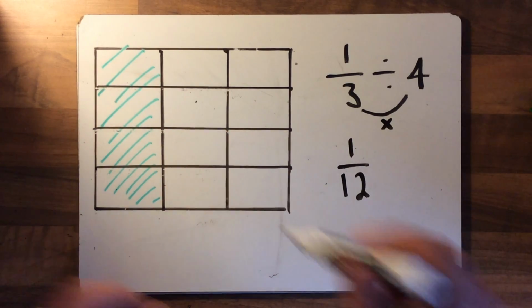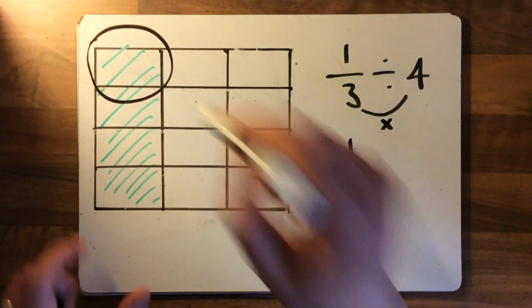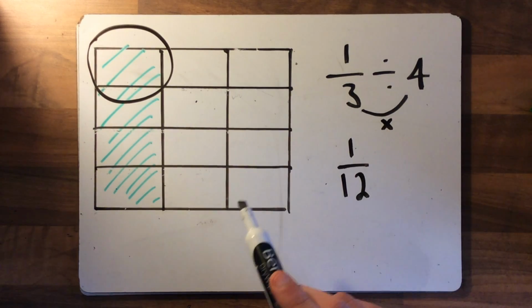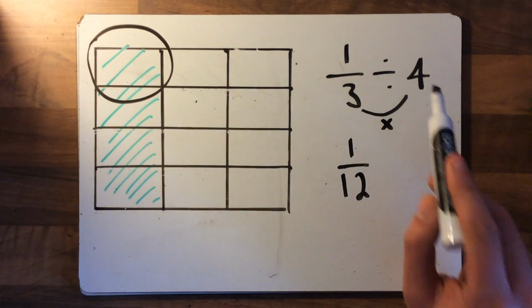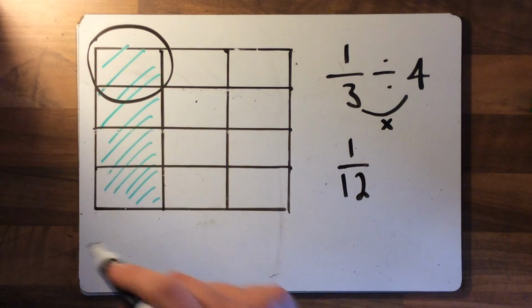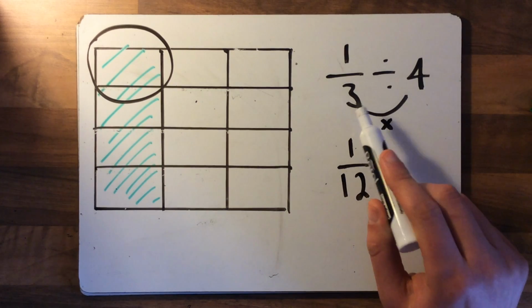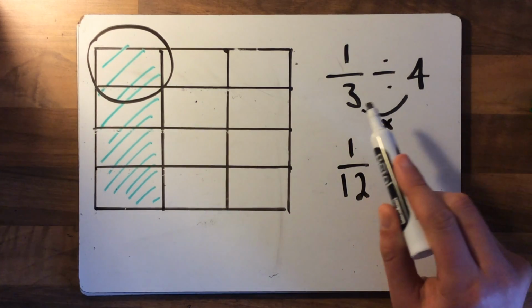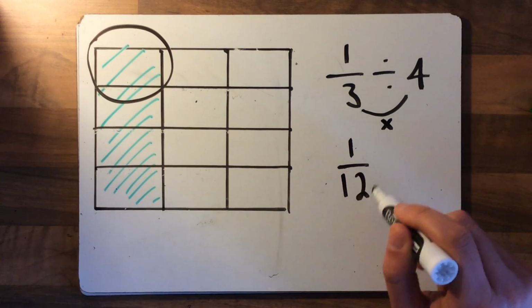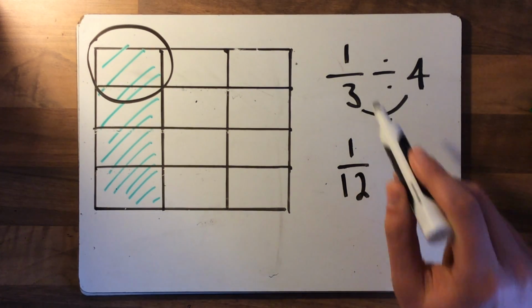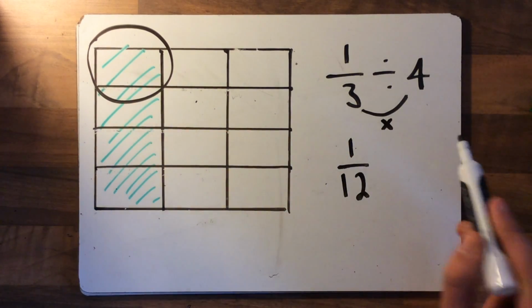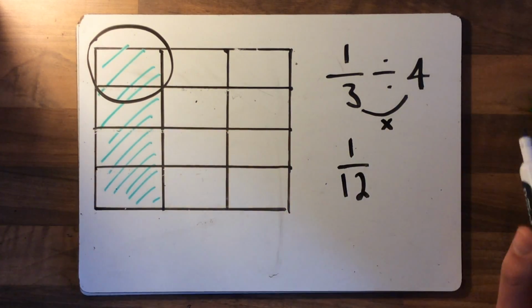So this section here is how much each person is actually going to be eating of the third that is left. The third has been split up into 4. Procedurally, instead of having to draw this every time, we multiply the denominator by the whole number. 3 times 4 gets us to 12. The original cake has been split up into 12 pieces, and each person would get 1/12 of the original. That's why it's multiplying rather than dividing.